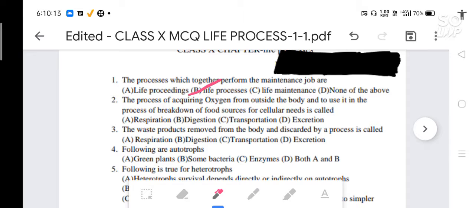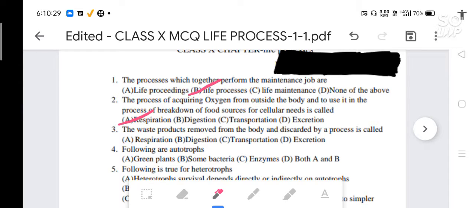The process of acquiring oxygen from outside the body and using it in the breakdown of food sources for cellular needs. This was a definition question. So the correct answer is respiration.